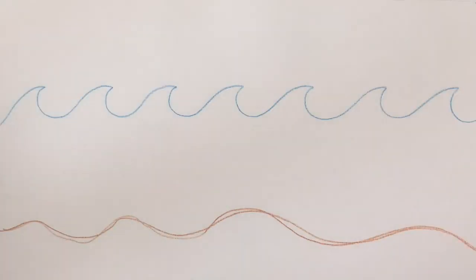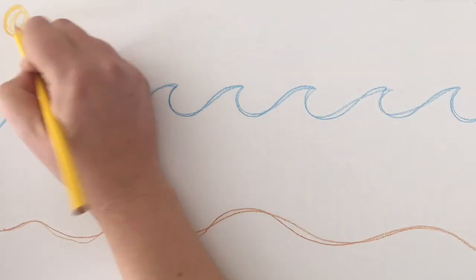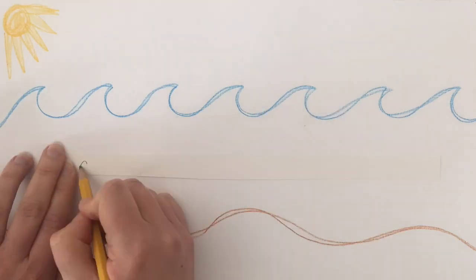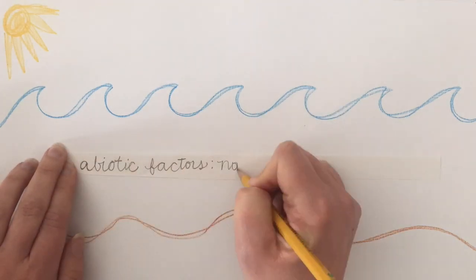Today I'm going to draw in the land, and the water, and the sun. The sun shines on the water and the land. It brings heat and light onto our earth. These are the abiotic factors, the non-living things.